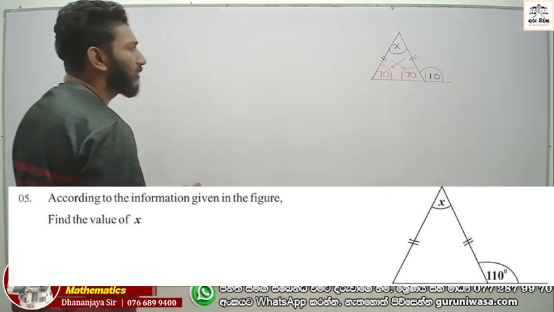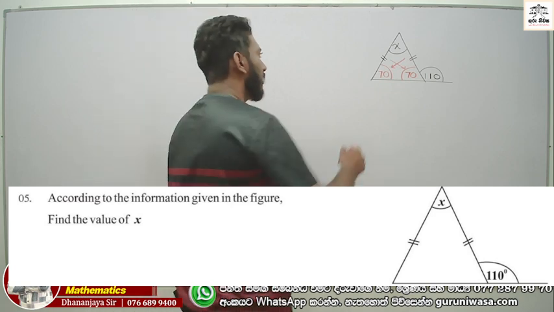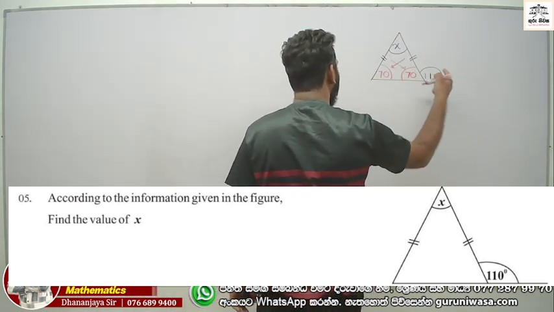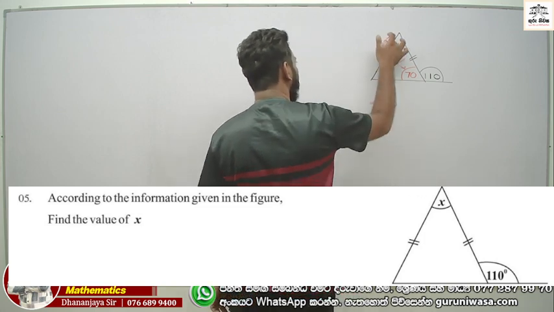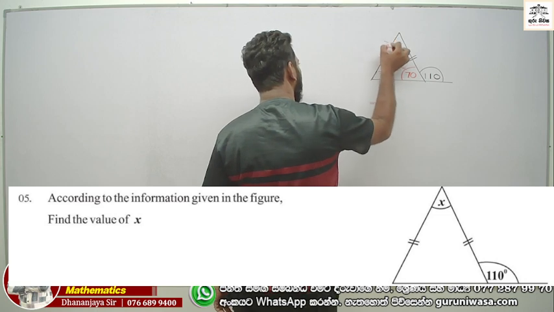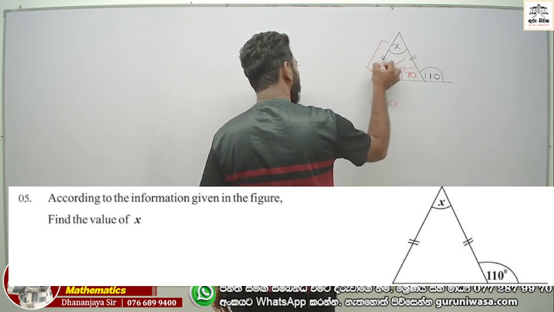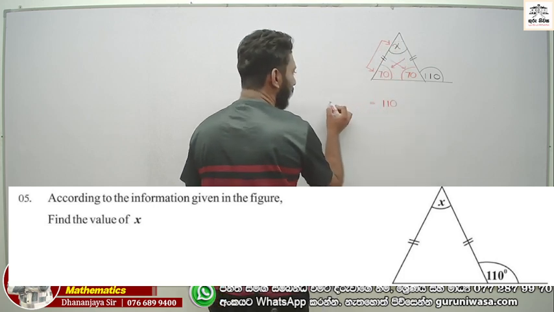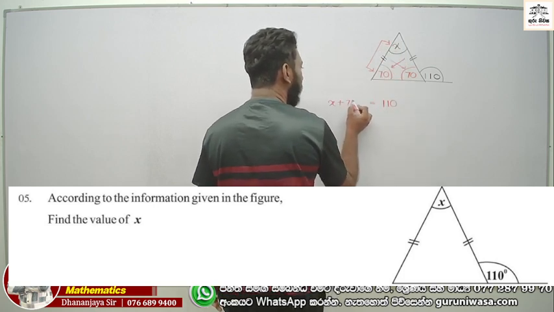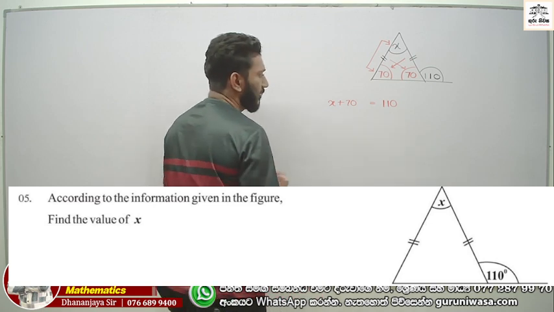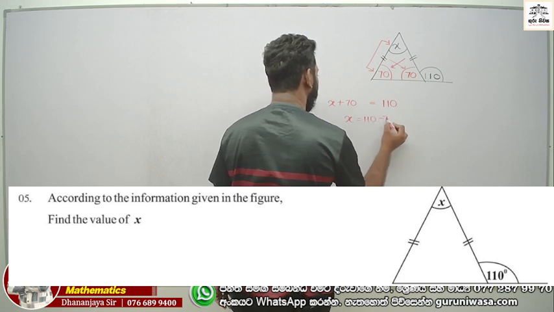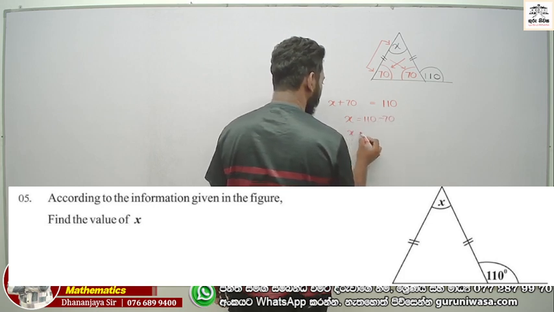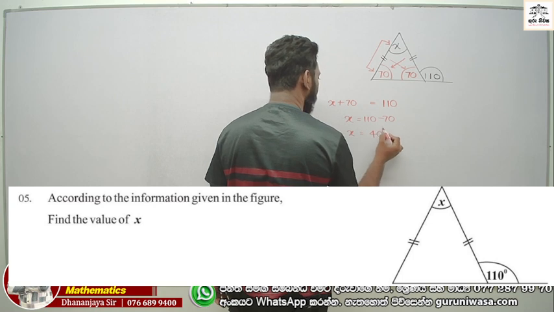Now you can write an equation. The exterior angle is 110. It should be equal to the sum of these two angles, right? Then the answer becomes x plus 70 equals 110. Now x should be equal to 110 minus 70. Final answer is 40 degrees.